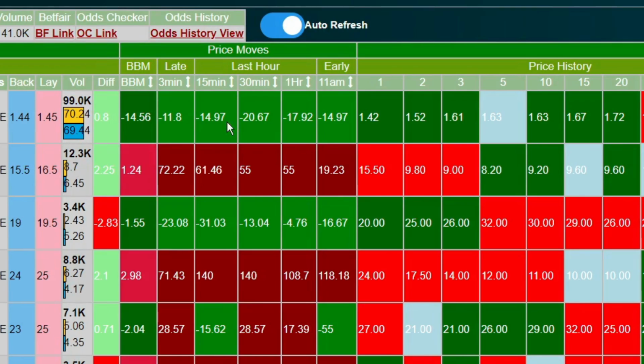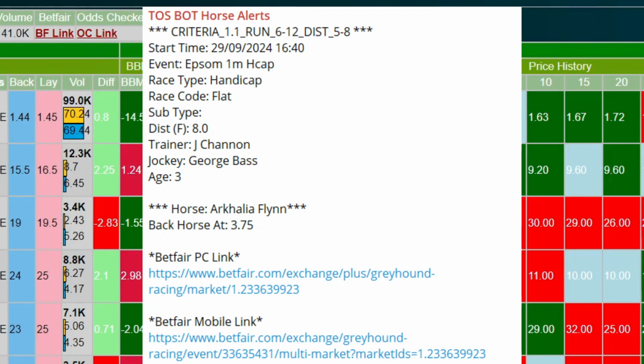What is criteria 1.1? Quite simply, it's any horse race from 5 furlongs up to 8 furlongs or 1 mile, so sprints, and only runners between 6 to 12 runners, and the top 3 in the market. So that is the filter that we are going to play and the alerts that you are going to receive.